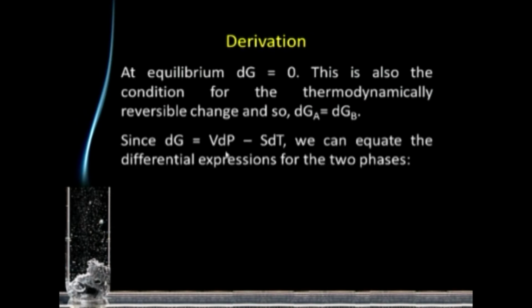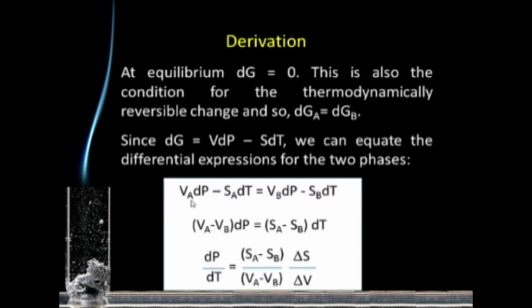Since dG is equal to VdP minus SdT, we can equate the differential expressions for the two phases. We can write VA dP minus SA dT is equal to VB dP minus SB dT. We can rearrange it to give (VA minus VB) dP is equal to (SA minus SB) dT. Taking dT to the other side and rearranging the whole equation, we get dP by dT is equal to (SA minus SB) divided by (VA minus VB), that is delta S by delta V.